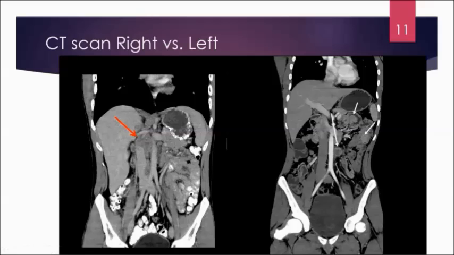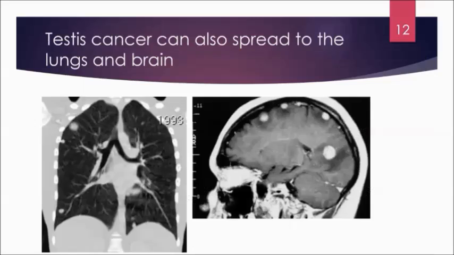So I just wanted to share with you some of the images to tell you what we're looking at when we do the CT scan. And also I wanted to show you what the cancer looks like in the lung. So this is a testicular cancer that has spread to the lung. You can see a big nodule over here and smaller nodules over here as well as here. So this is cancer spread to the lung, and this is basically stage 3. And then finally, testis cancer can also spread to the brain, and this is an image of how testicular cancer looks when it has spread to the brain.